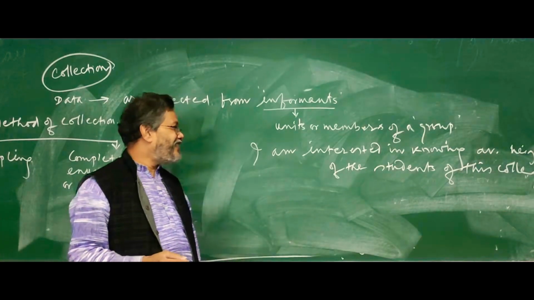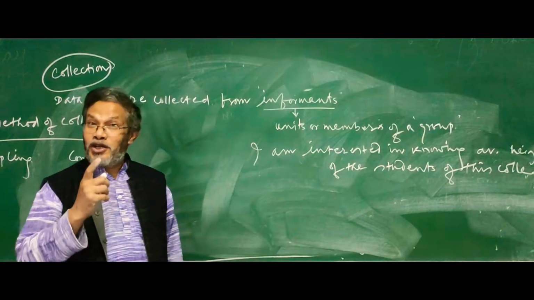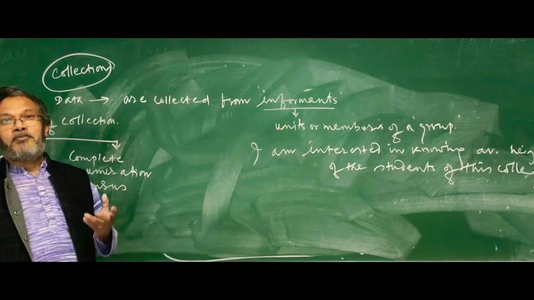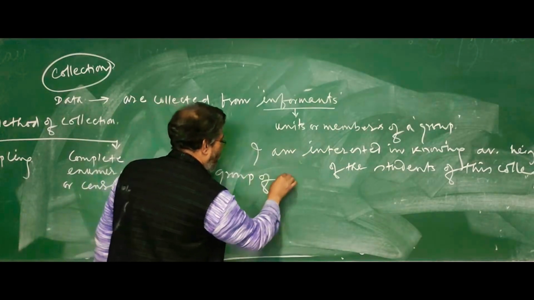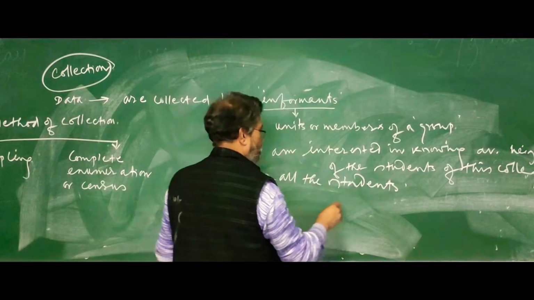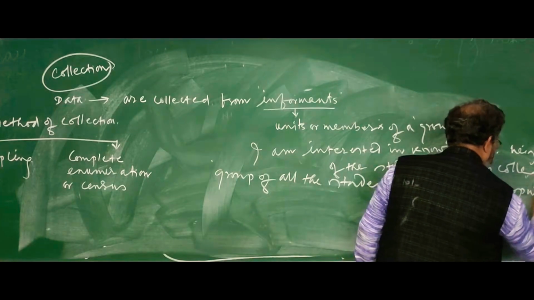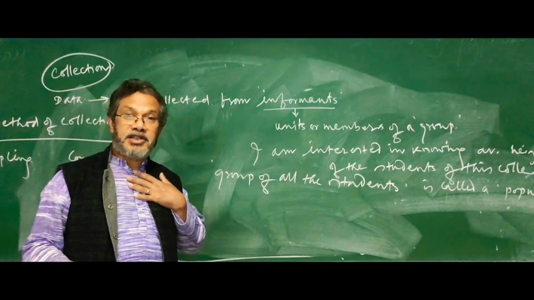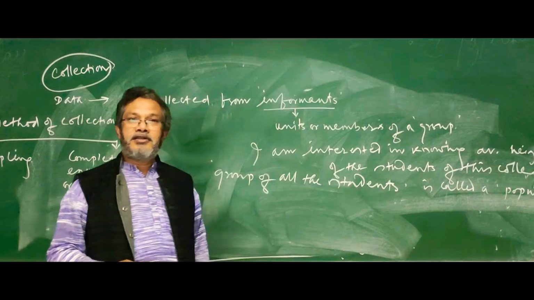Now the question is, if I consider all the students of this college, this is the group. The group of all students of the college is called the population. This is called a population. The whole group in which I am interested is called a population. Okay?